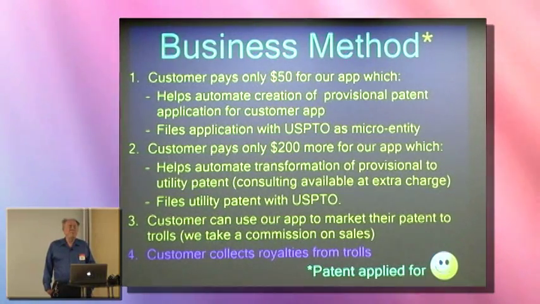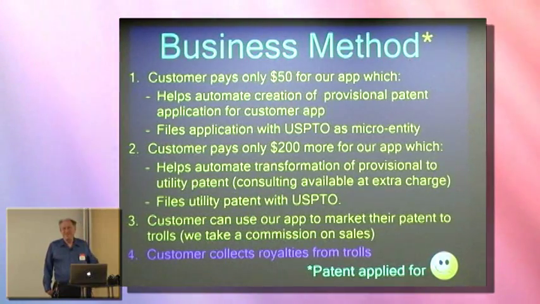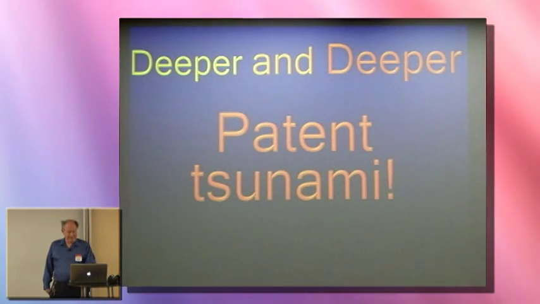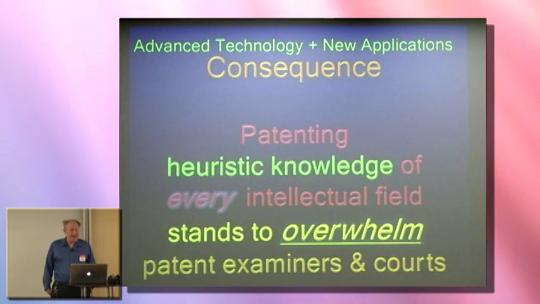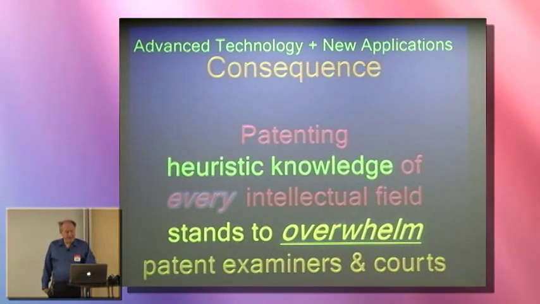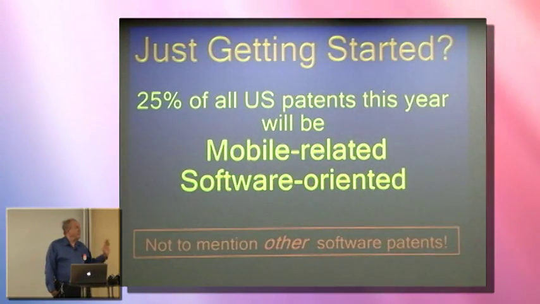If we can just get a 1% market share, that's 10,000 patents. We get rich, and you get a patent tsunami, and the patent office dies. Because patenting the heuristic knowledge of every intellectual field stands to overwhelm the patent examiners and the courts. And we're just getting started.